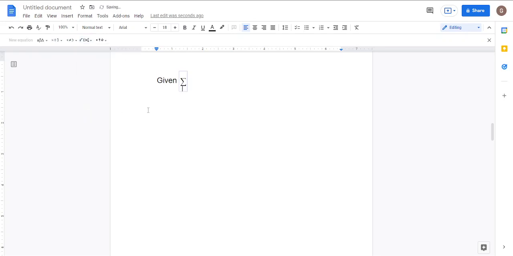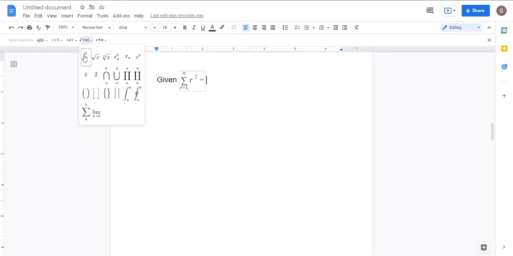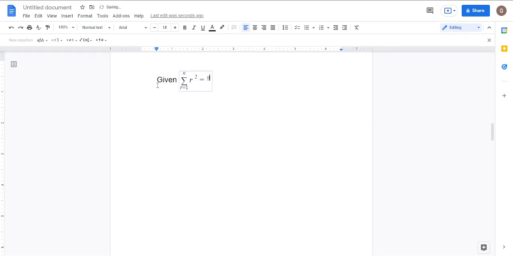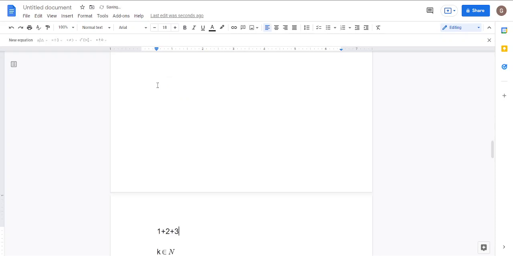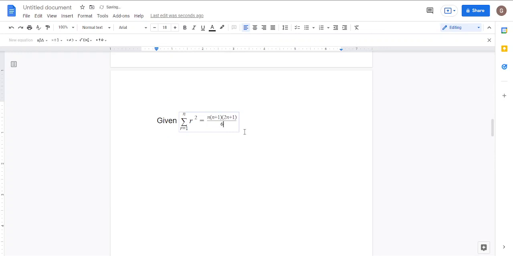Alright, so given that the sum from r equals 1 to n of r squared this time, I want you to show me or prove that that is the same thing as n times n plus 1 times 2n plus 1, all divided by, I believe the question says 6, all divided by 6. Okay, so this is the question here.